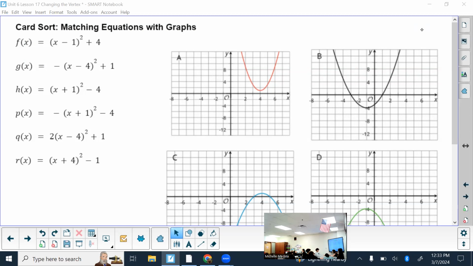Okay, B goes with which one you said? Okay, everyone else pay attention. We're gonna see if H of X truly goes with graph B. So what's the vertex of H of X, this formula? Are there any others that have the same vertex?